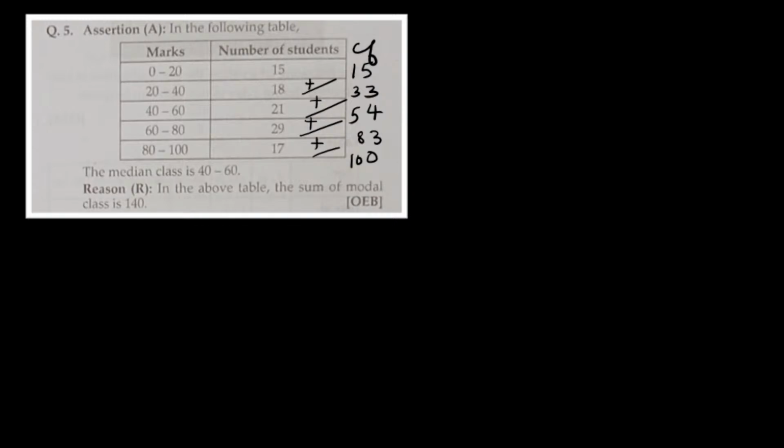Just check the calculations if it is correct. The last of the cumulative frequency is also the total of this one. You can always check. So here I got the value of n as 100 for median class, because the question is about median class.